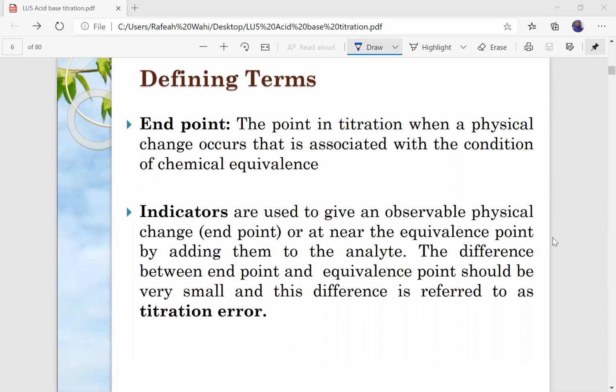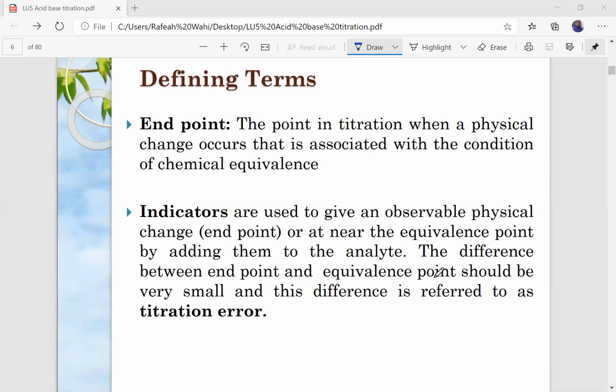Indicators is another term which is often used in the titration process. Indicators are used to give an observable physical change. Just now we talked about the endpoint, where we have a physical change occurring in the analyte. So how do we visualize the physical change? We visualize the physical change during titration by adding indicators to the analyte. So the indicators are used to give an observable physical change at the endpoint or near the equivalence point by adding them to the analyte.